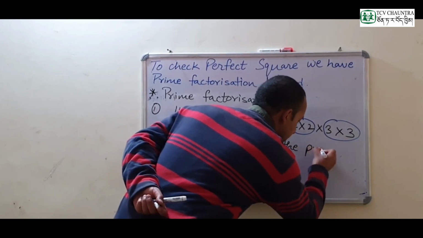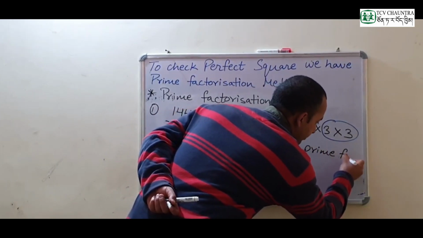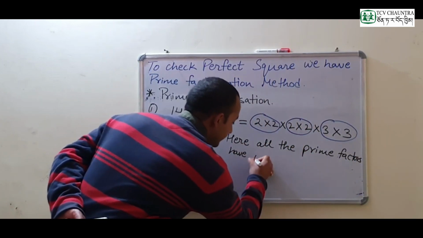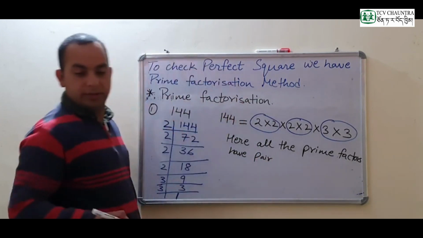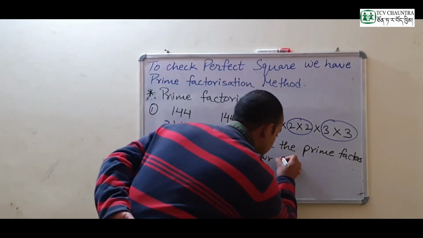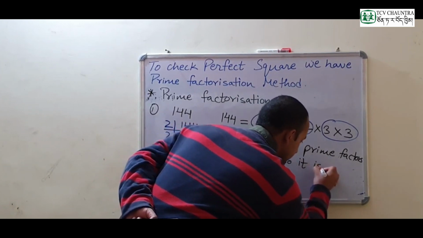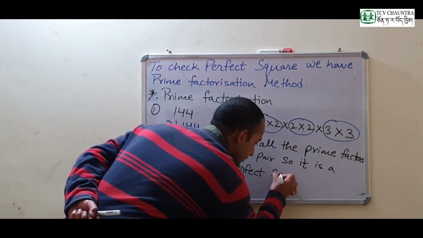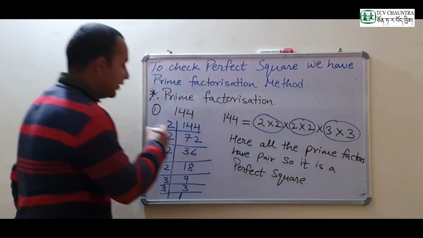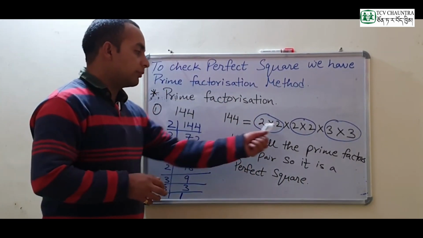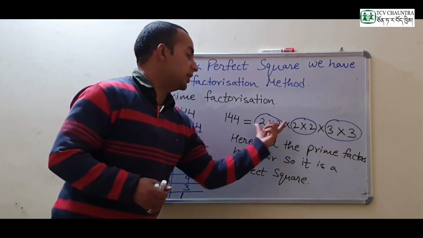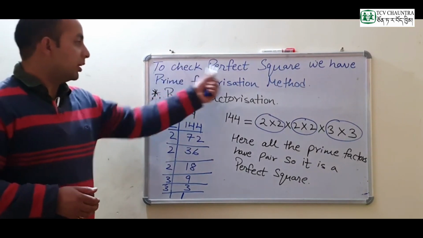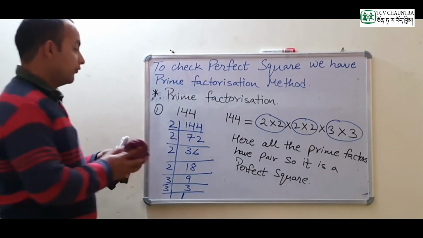So here all the prime factors have a pair, so it is a perfect square. Number 144 is a perfect square because all the prime factors have a pair, right? They are arranged in pairs, so that is why 144 is a perfect square number. Now let's take one more example.